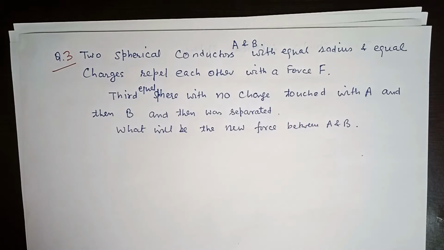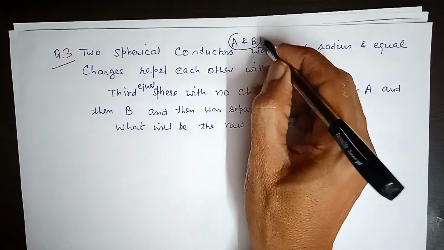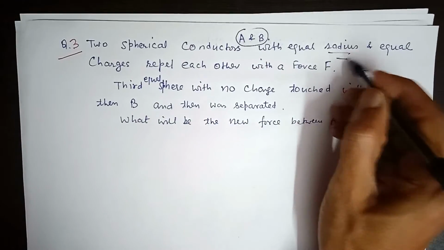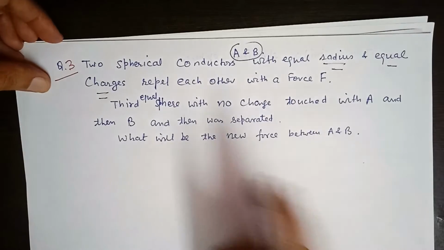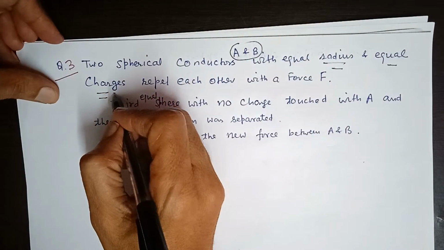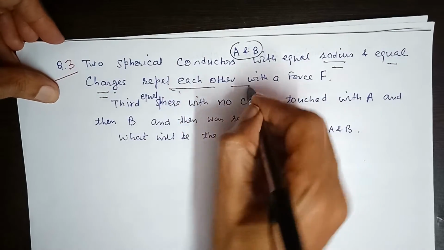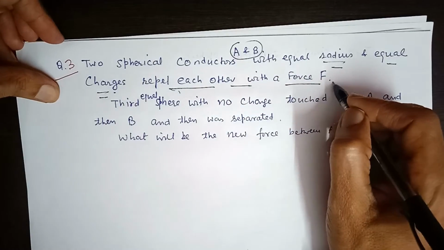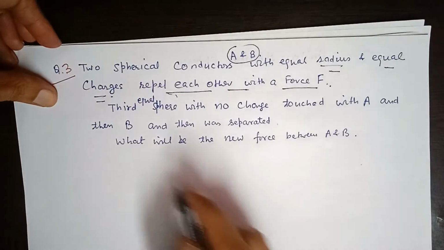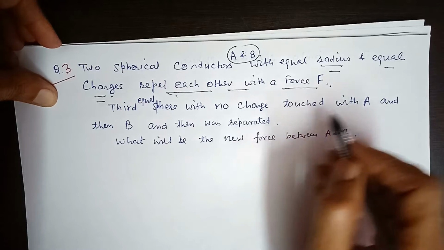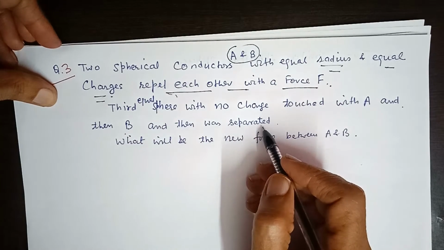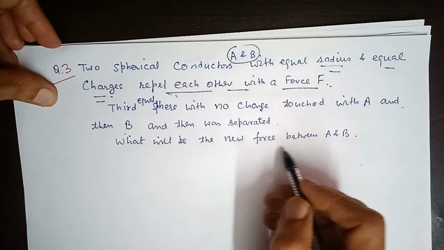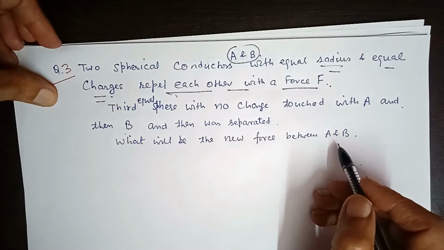Now we solve this question number 3, that is two spherical conductors. There are two spherical conductors A and B with equal radius and equal charges. Radius R is the same and Q charges on both the spheres are the same. They repel each other with a force F. Now a third equal sphere with no charge touched A and then B and then was separated. What will be the new force between A and B?